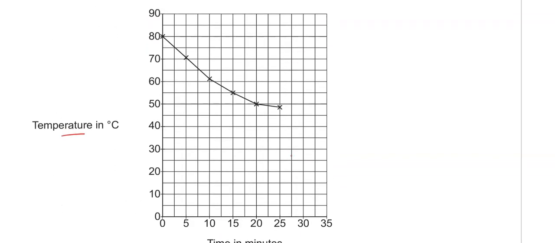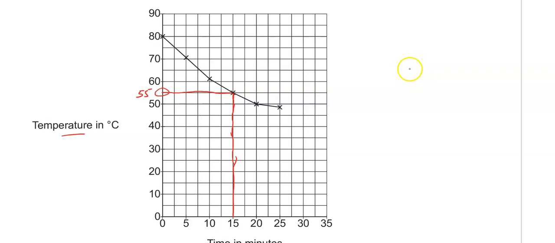Of course, you come to 15 minutes, go to the graph, you draw a line from 15 minutes to the graph, then from the graph to the y-axis, draw a straight line, and this is 55. So by how much does it cool?